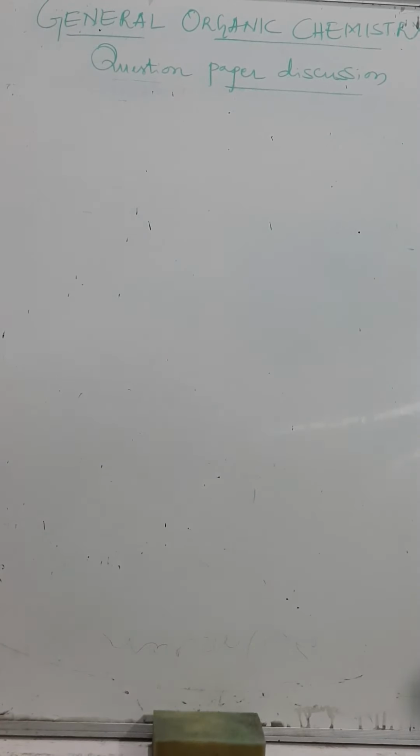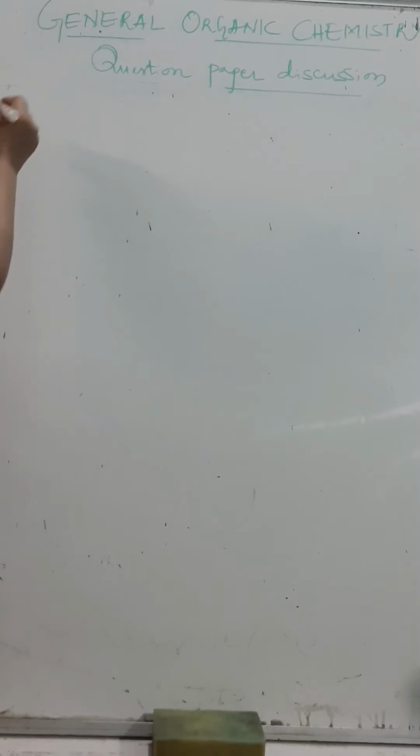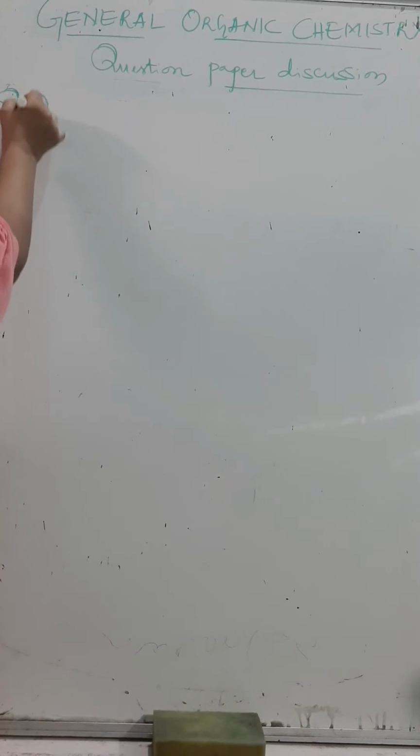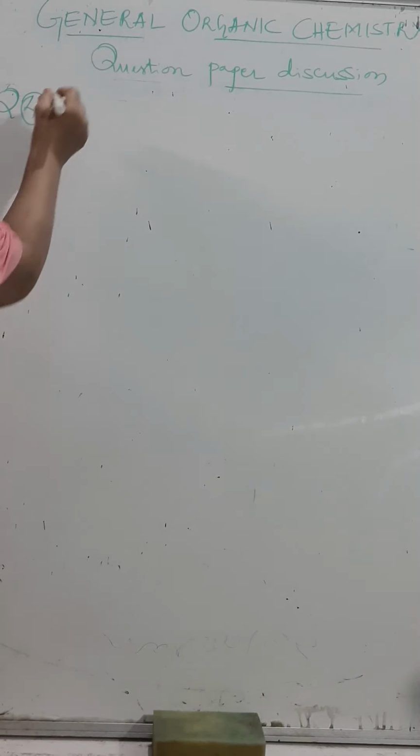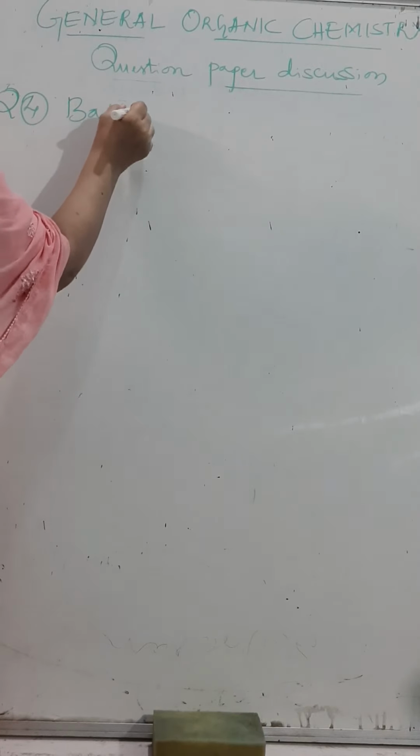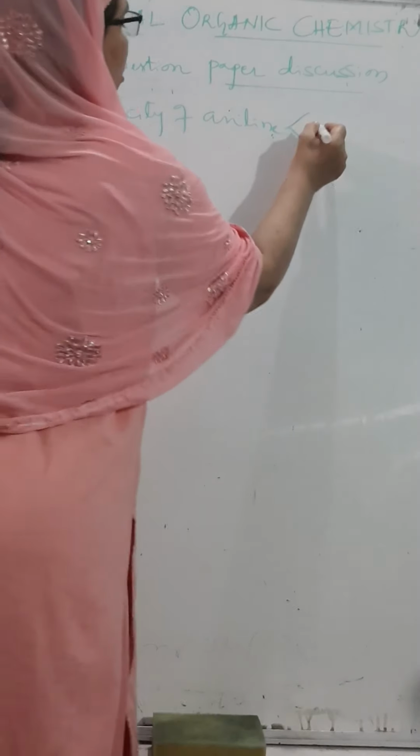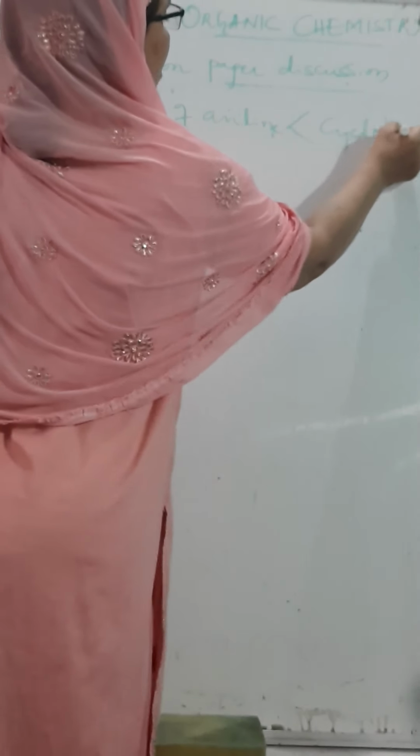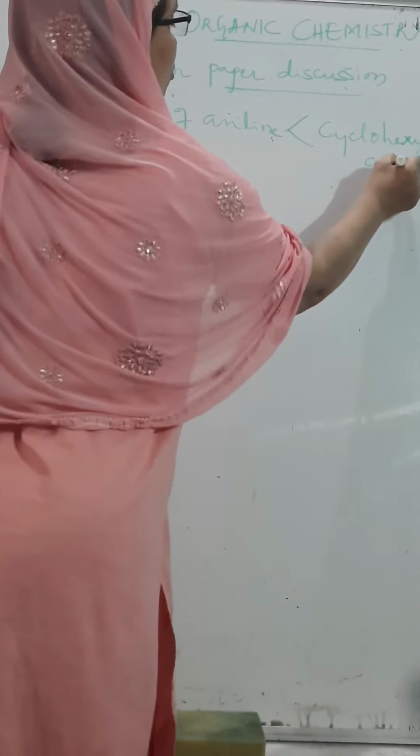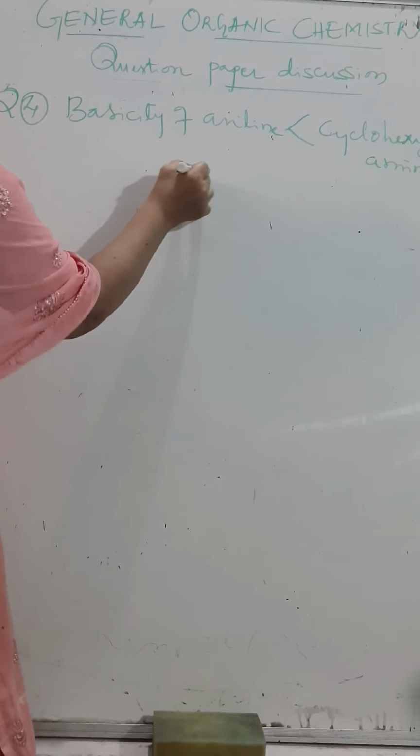We'll move to question number 4. What is the question? The basicity of aniline is less than that of cyclohexylamine. Due to what reason are they asking? Before that, we'll write the molecular formulas.